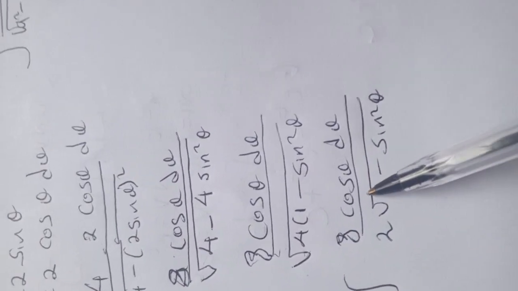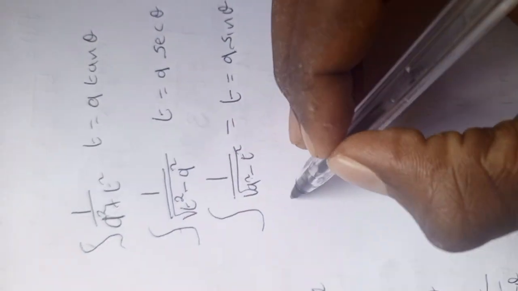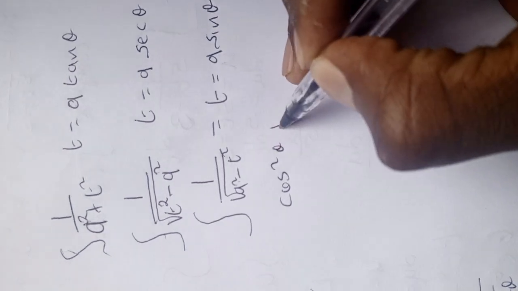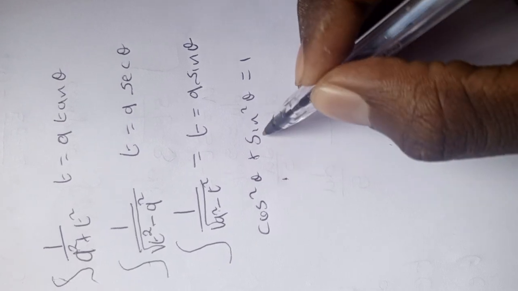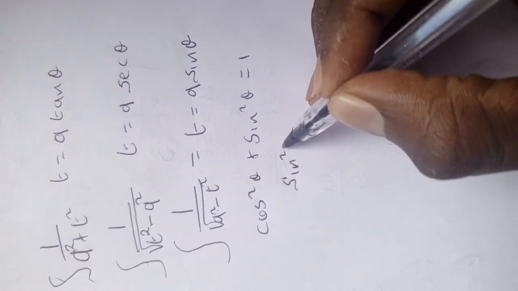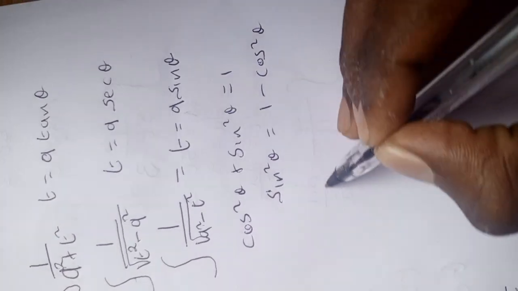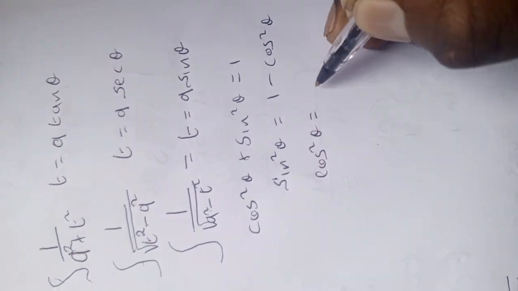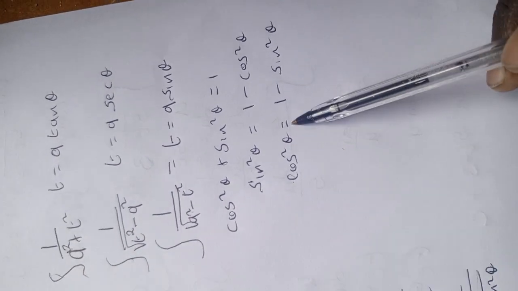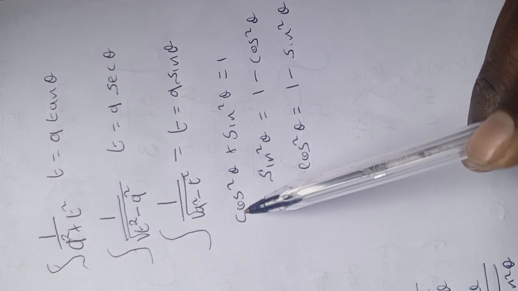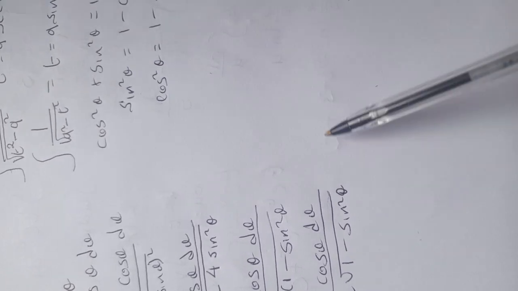Now, this bad boy here is an identity. Where is it coming from? Let me show you. Cos squared theta plus sine squared theta is the same as 1. Now what is sine squared theta? Sine squared theta is the same as 1 minus cos squared theta. Now what is cos squared theta? Cos squared theta is the same as 1 minus sine squared theta. So now we know what cos squared theta is, sine squared theta is. Then we know cos squared plus sine squared is equal to what? 1.